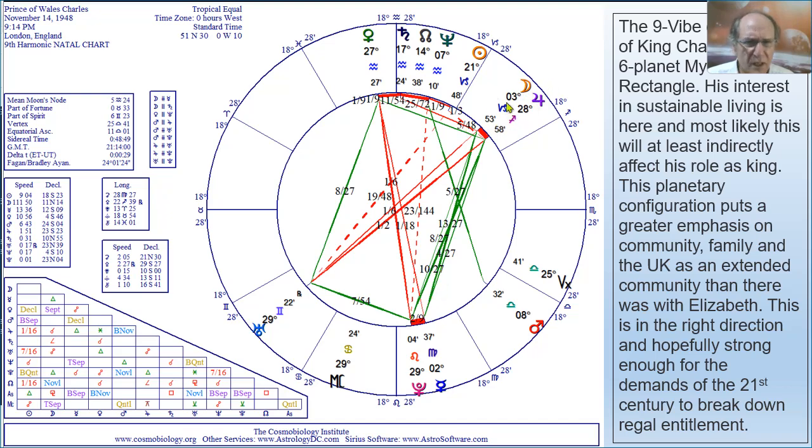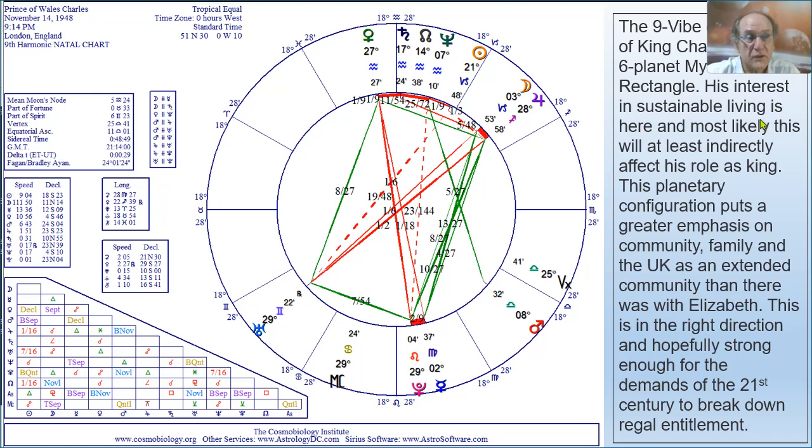The Moon-Jupiter in 9 vibration is just wonderful. So he will be a king for the community, for England and the surrounding countries and the countries that are closely connected to England and Scotland and so on. He is going to be a kind of family person, bringing the people together. This is very, very good. It puts a greater emphasis on community, family, and the United Kingdom as an extended community, more than you had with Elizabeth. Elizabeth had 17 vibrations, speaking languages, connecting different things like that.